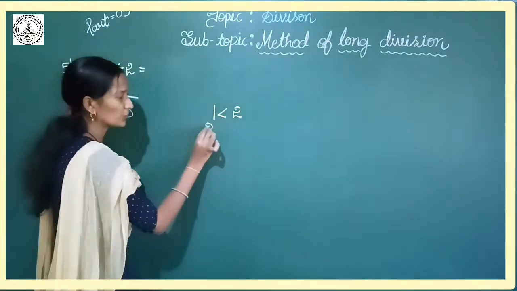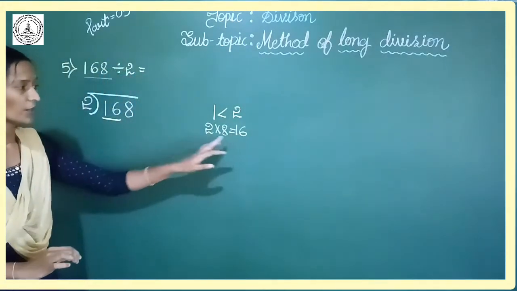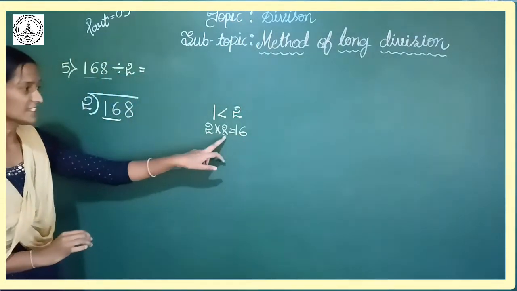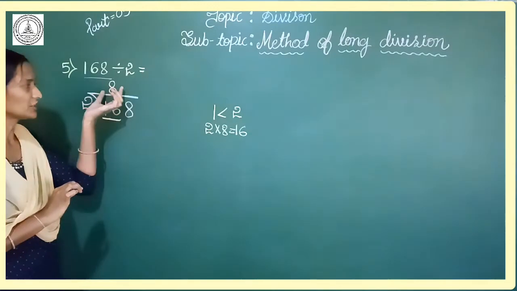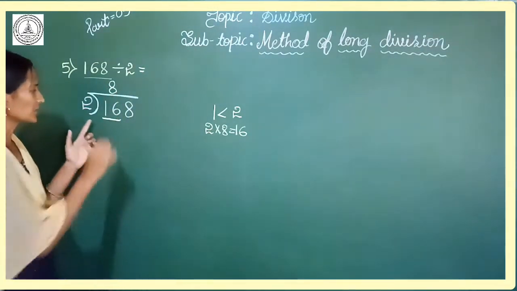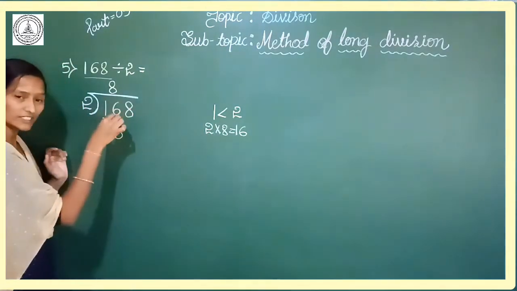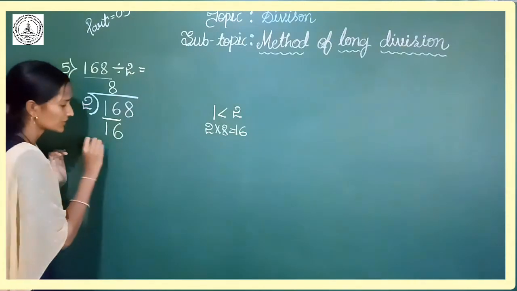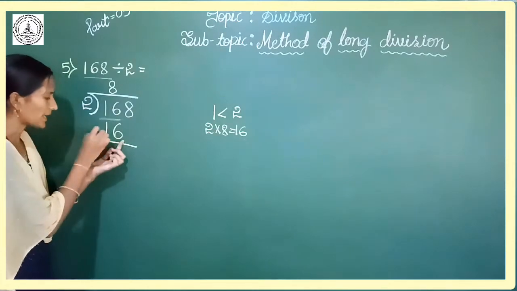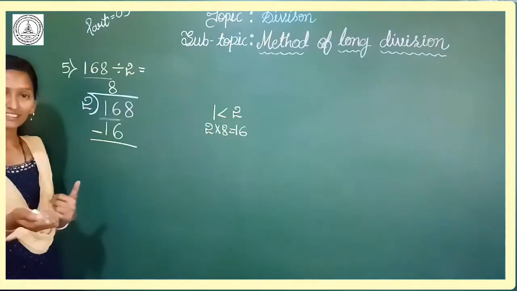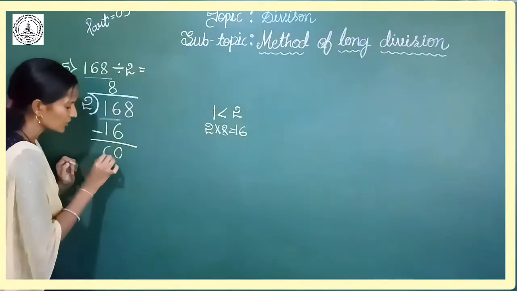In the table of 2, how many 2's are equal to 16? Yes, in the table of 2, 2 8's are 16. Right? So write this 8 above the 16. See here, 2 8's are 16, right? So write the 16 below this dividend, right? So now what is the next step? To subtract these two numbers. 16 minus 16. What is 16 minus 16? So 6 minus 6 is 0. The next, 1 minus 1 is also 0.